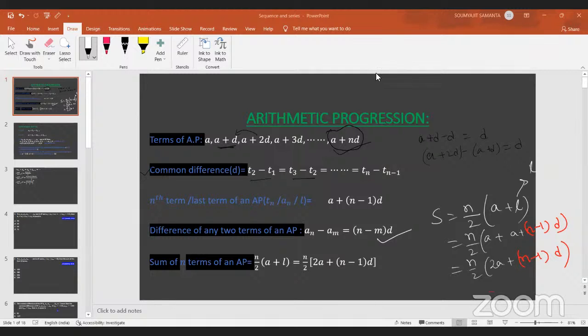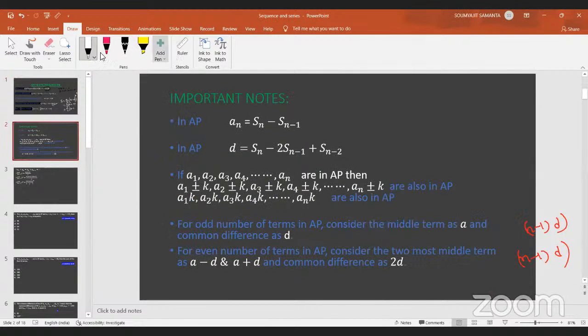So what you have seen about AP, this is very important. We cannot say every sequence is in AP. To be in AP, the common difference should be the same, and then only we can say that the sequence is in AP. If the common difference is known, then we can find the nth term, that is nothing but A plus (n minus 1) into D, and then the difference of any two terms and sum of n terms. And these are the important notes to remember.